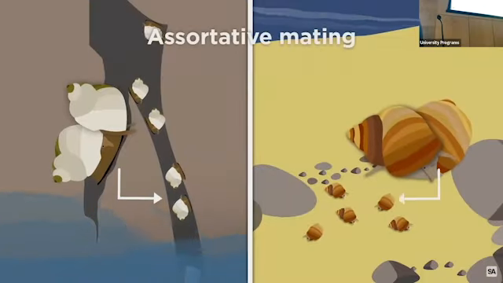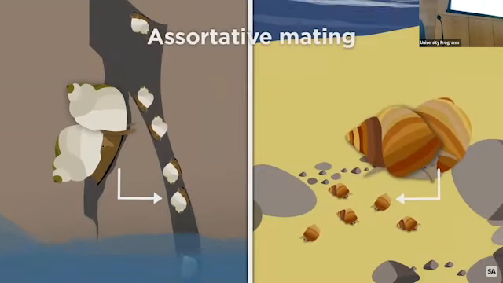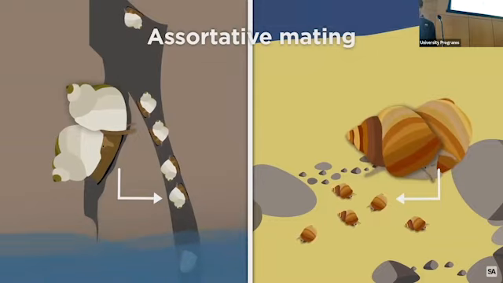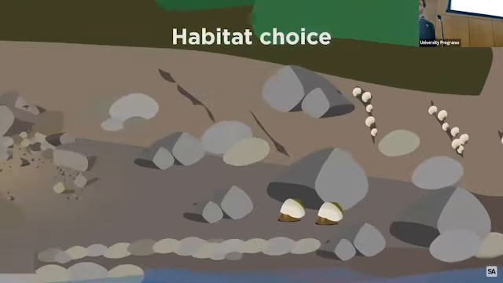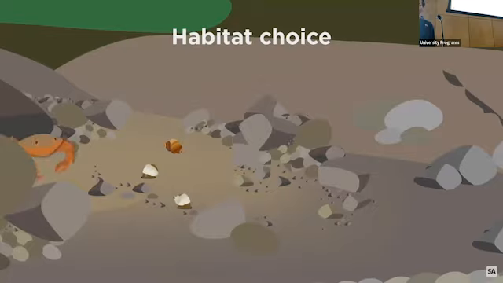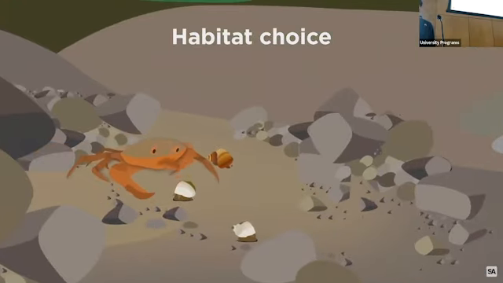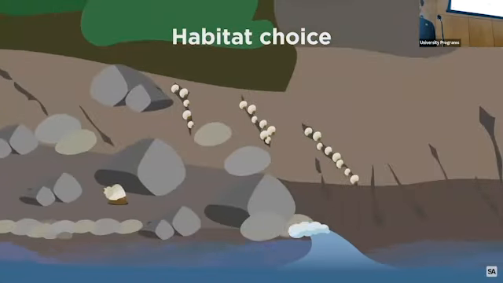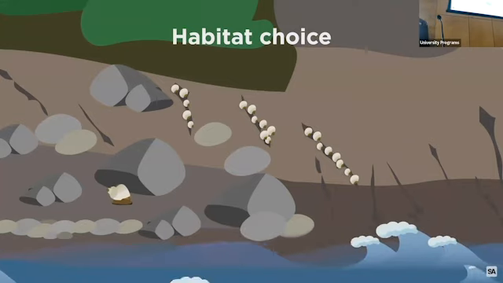Hybridization can be avoided if individuals preferentially mate with their own kind. This is known as assortative mating. Another way to avoid hybridization is habitat choice. Snails may evolve to move towards their preferred environment, even if they're born somewhere unsuitable. That is, providing they get there before it's too late.